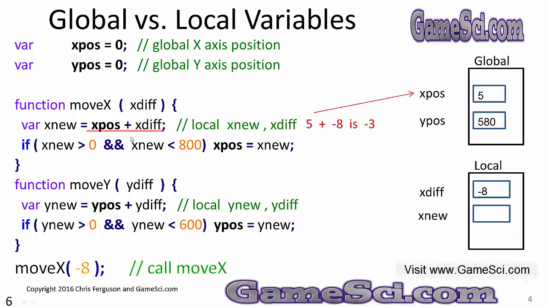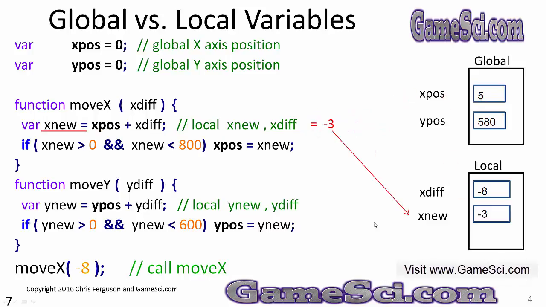Now be careful when you look at this. When we do this calculation, we are going to be using a global variable x position and a parameter or local variable x difference to do this calculation. X position, the global variable, has a value of 5. X difference, or xdiff, the local variable or parameter, has a value of -8. So we're using the 5 here and the -8 here to do our calculation of -3.